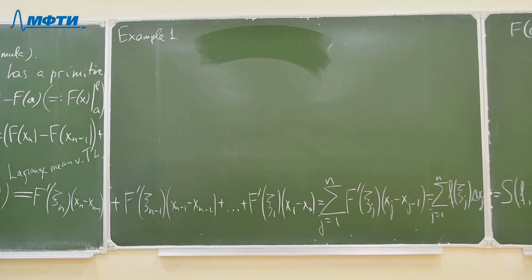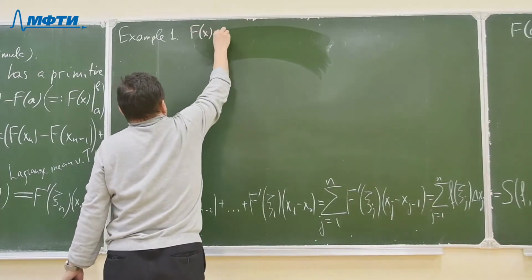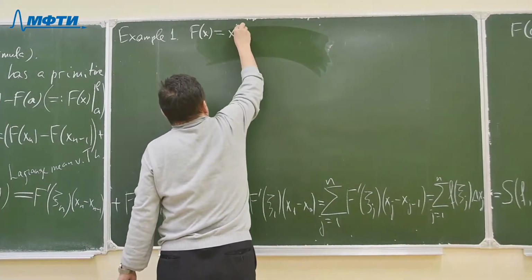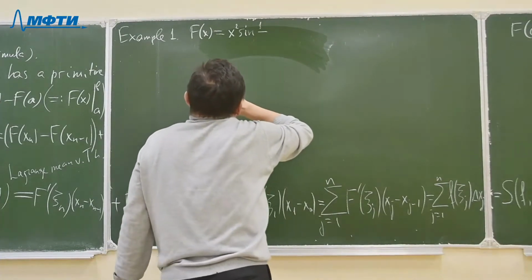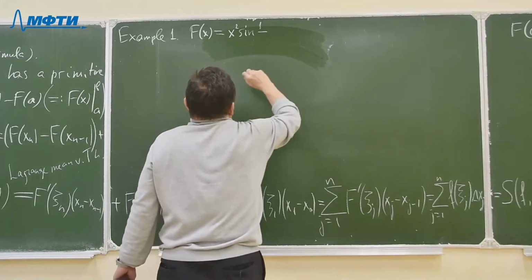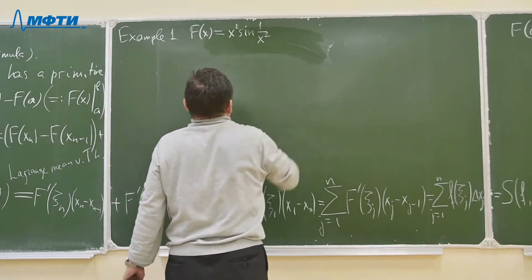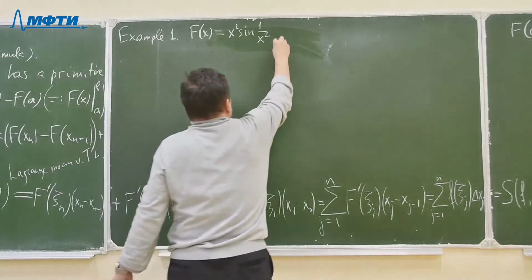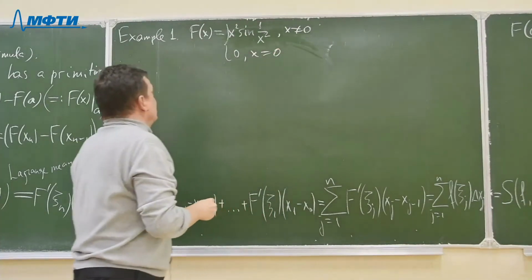Let's consider capital F of x equals x squared sine 1 over x squared, for x not equal to 0, and 0 for x equal to 0. That is capital F of x.